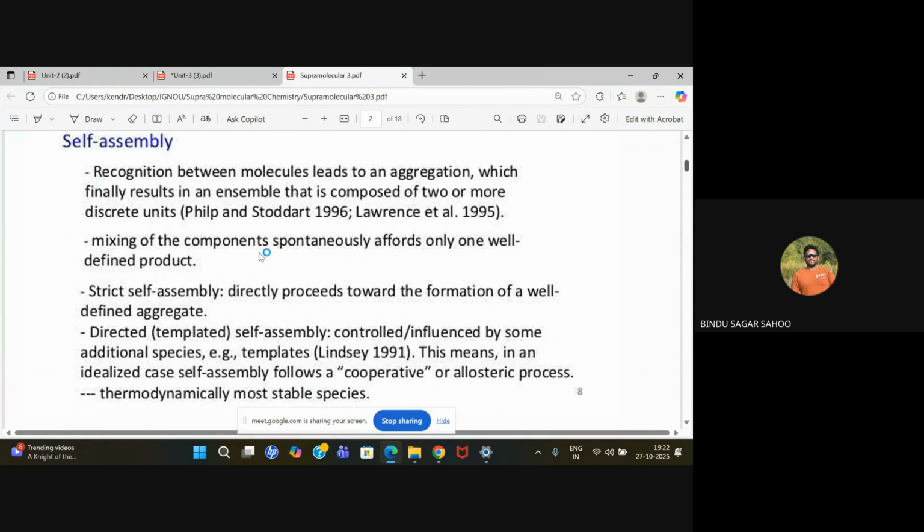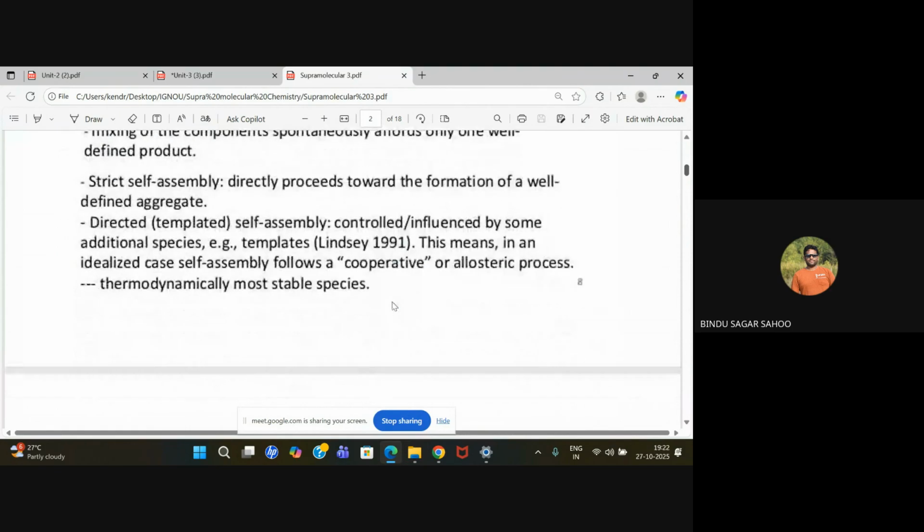Self-assembly means recognition between the molecules leads to an aggregation structure, which finally results in a discrete unit sometimes also. So when there is a self-assembly structure, there will be two possibilities: strict self-assembly or directed or template self-assembly. Strict self-assembly directly proceeds towards the formation of a well-defined aggregate. Or directed self-assembly is controlled or influenced by some additional species.